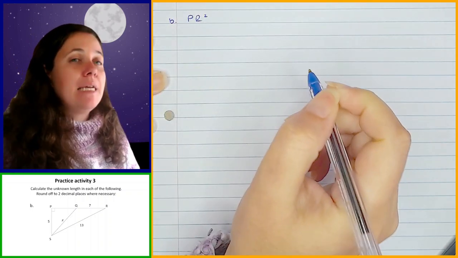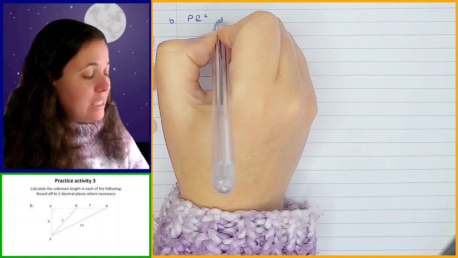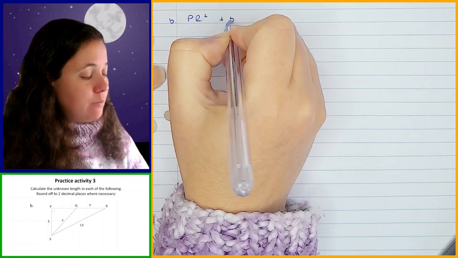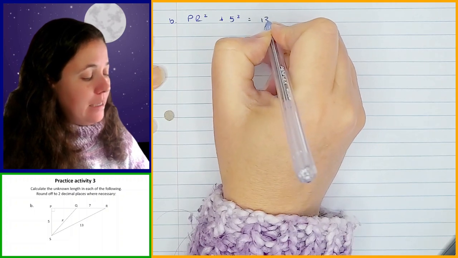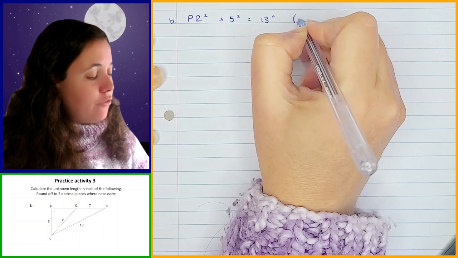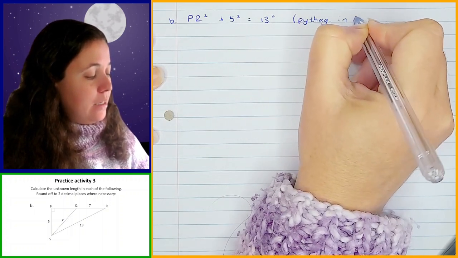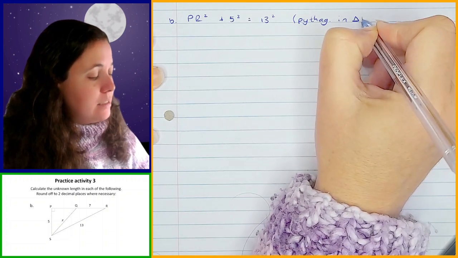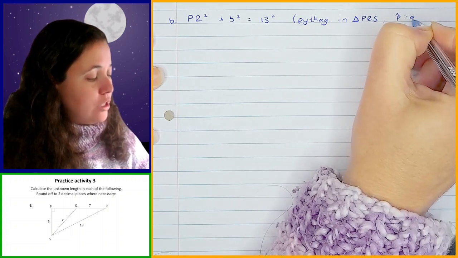Now, PR is a right angle side in triangle PRS, so I'm going to add it to the other right angle side squared, so PR squared plus 5 squared equals the hypotenuse squared, which is 13 squared. And the reason I can say that is because of the Pythagorean theorem in triangle PRS with angle P equal to 90 degrees.